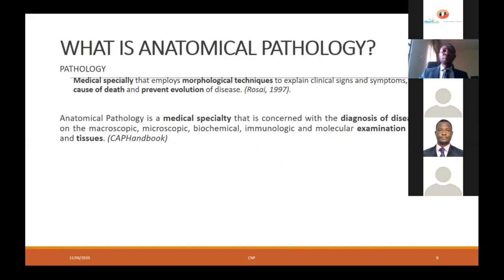They've already defined who a pathologist is, but I'm going to just try and say who an anatomic pathologist is. An anatomic pathologist is a medical specialist who employs morphologic techniques to explain clinical signs and symptoms, to determine the cause of death, and to prevent evolution of disease. This is what one of our teachers, Rosai, said in 1997.